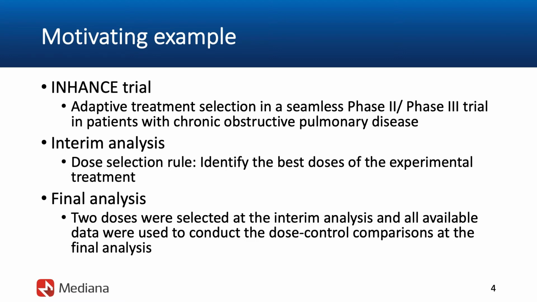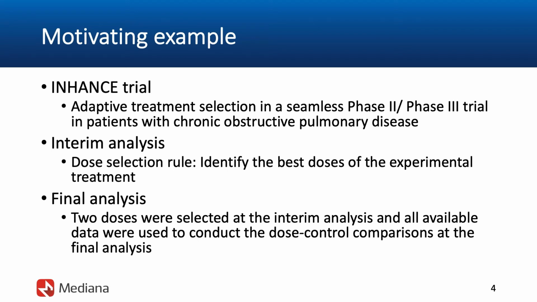2 doses of this experimental treatment were selected at the interim analysis, and all available data from the first stage plus the second stage, all that data were used to conduct the dose control comparisons at the final analysis. This was a successful trial, and both doses that were identified at the interim analysis turned out to be effective.